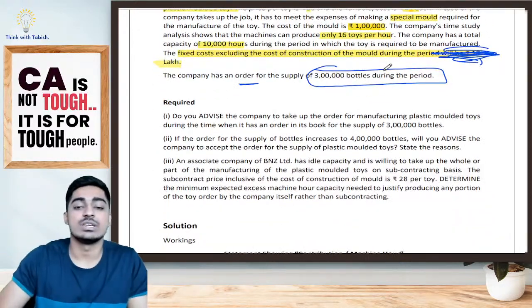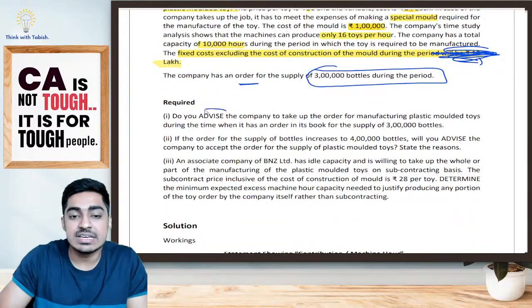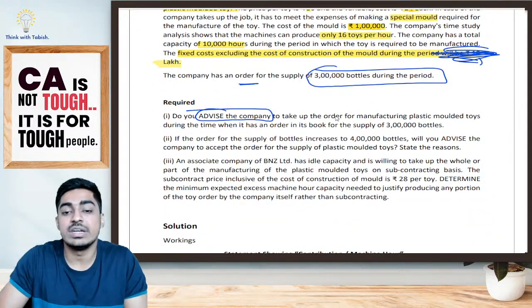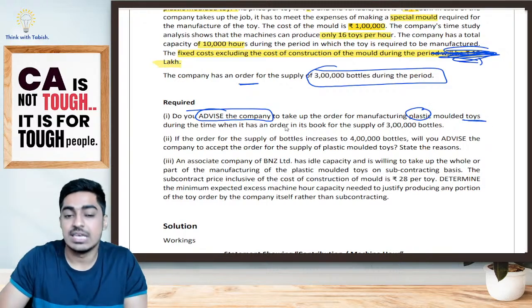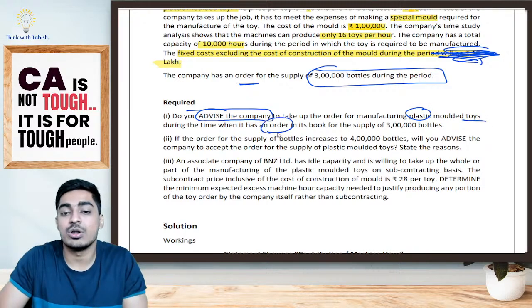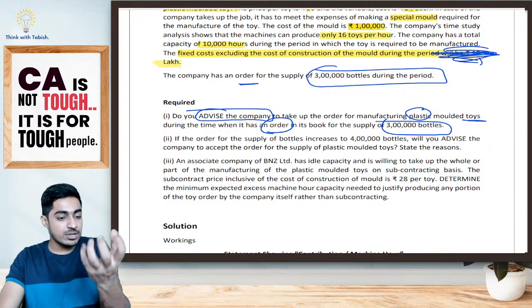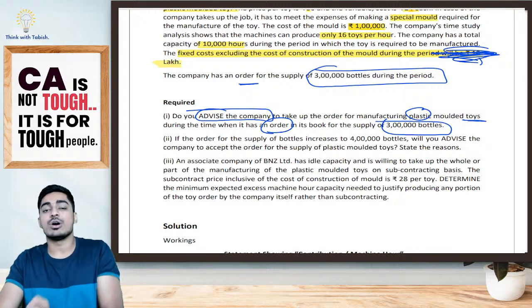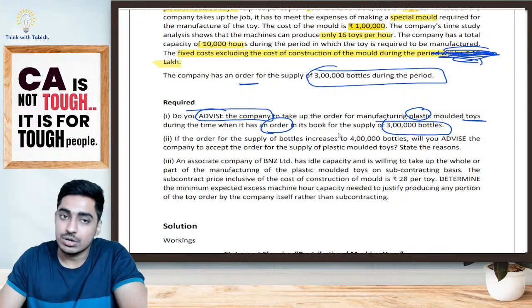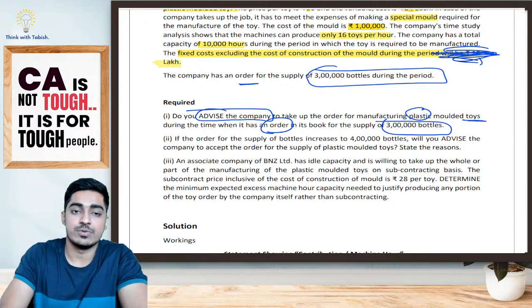Now, what is required? Advise the company to take up the order for manufacturing plastic molded toys when the company has an order for 3 lakh bottles. So we are having an order for 3 lakh bottles. The question is, should we take up the order for this toy or not? How do we look at it?